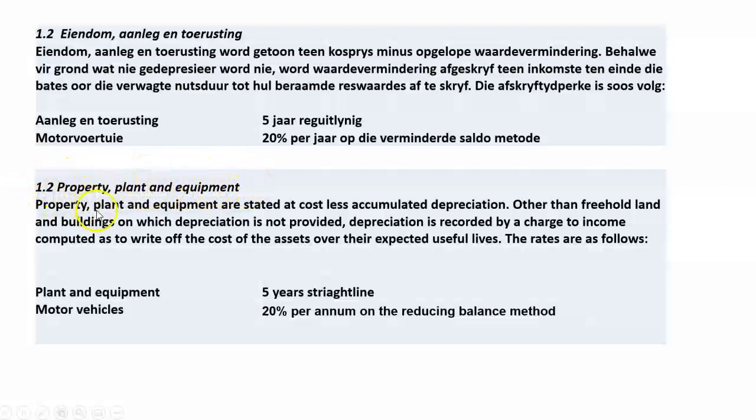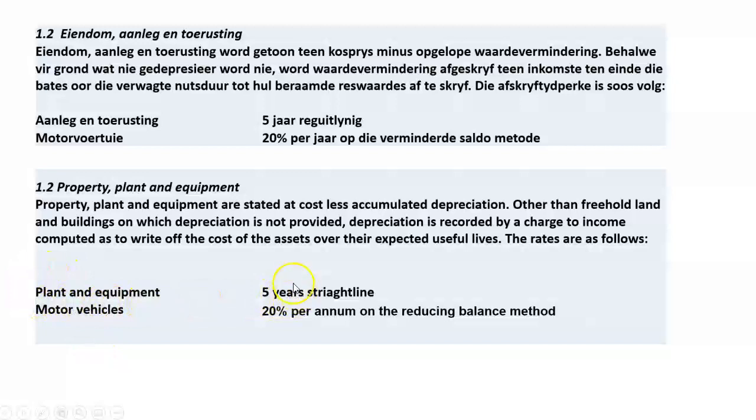Now there I have to state clearly that property, plant and equipment are stated at cost less accumulated depreciation, cost being historical cost. Other than freehold land and buildings on which depreciation is not provided, depreciation is recorded by a charge to the income statement computed as the rate of the cost of the asset over its expected useful life. The rates are as follows. So you must tell them you're using the cost principle, you transfer to your income statement each and every year a depreciation charge, and then per class of asset, I must tell them exactly what depreciation method I apply.